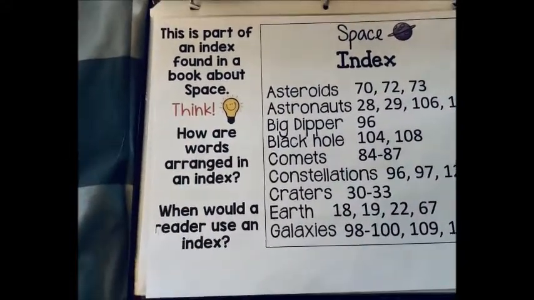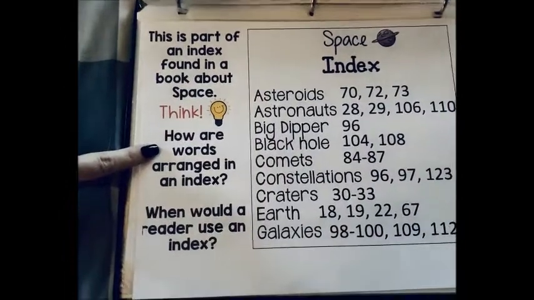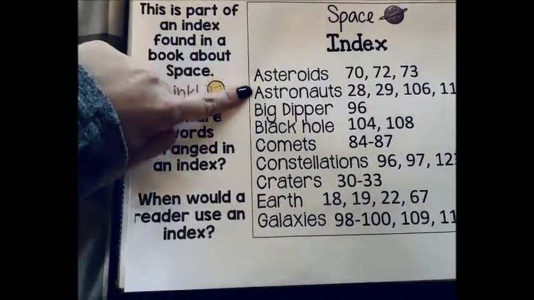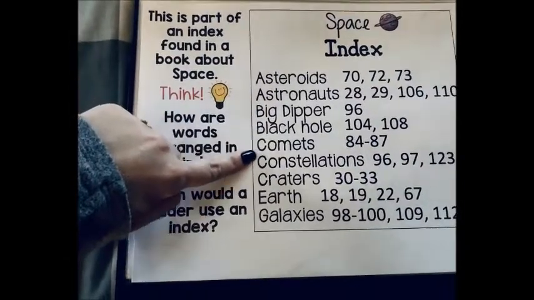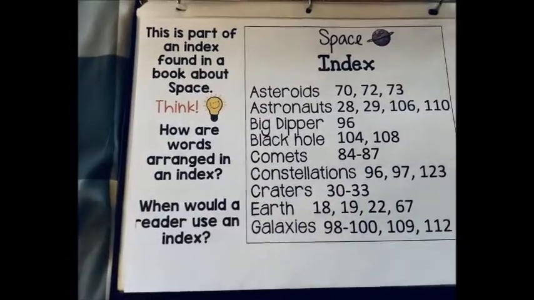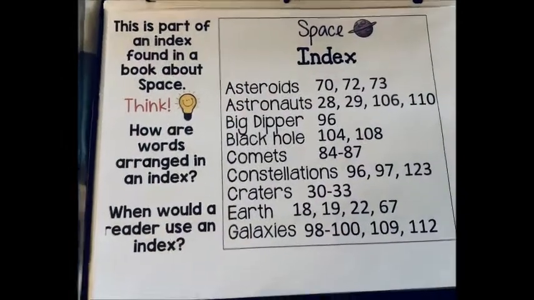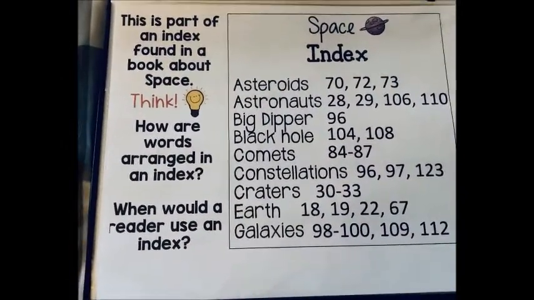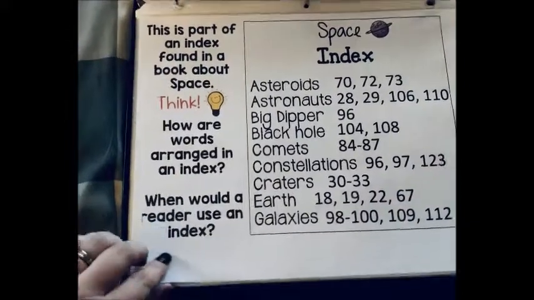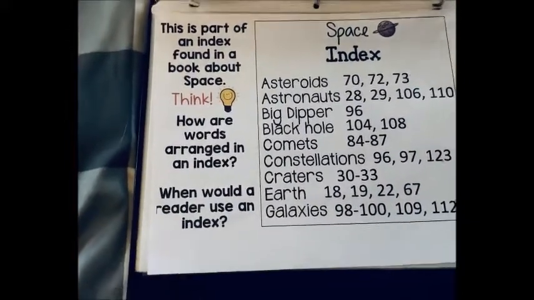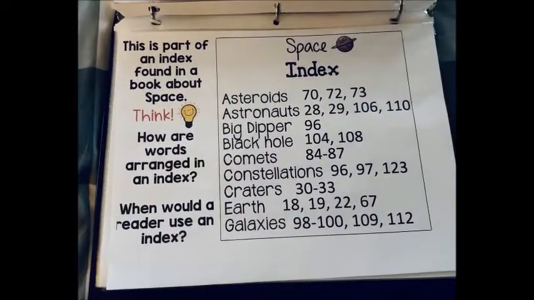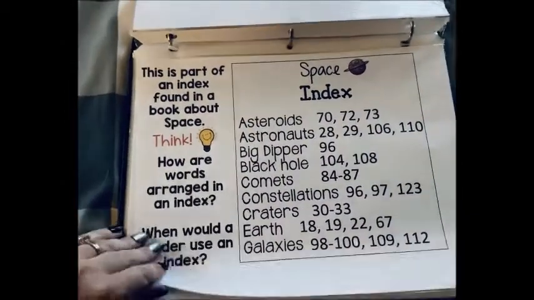So our think says, how are words arranged in an index? Let's look at the words. It starts with A, then B, then C. Looking at that, we can tell that our index is in alphabetical order. That makes it easier to find the specific word that you're looking for. So when would a reader use an index? We just talked about it: when you're trying to find specific information for something is when you might use an index.